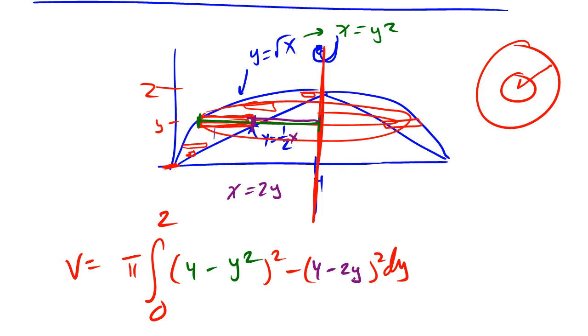You can do washers, you can do shells. You can't just arbitrarily do them. You've got to know which you're doing. If you're rotating around a vertical axis and you're splitting it up with vertical rectangles, you're doing shells. If you've got a vertical axis and you're splitting it up with horizontal rectangles, you're doing washers.